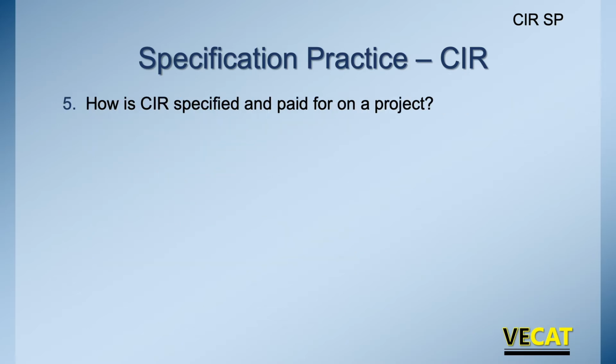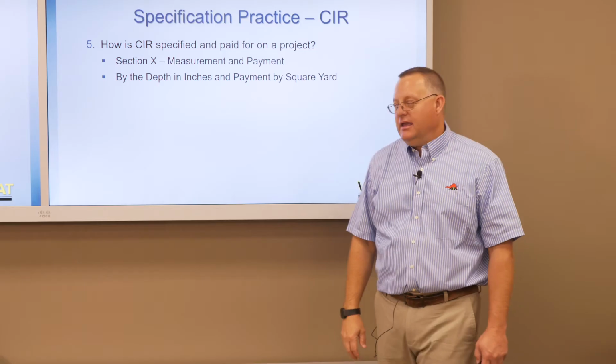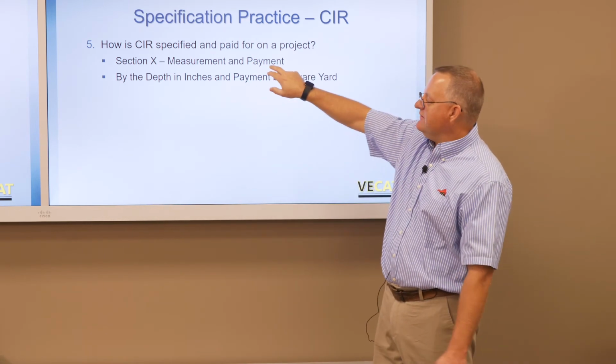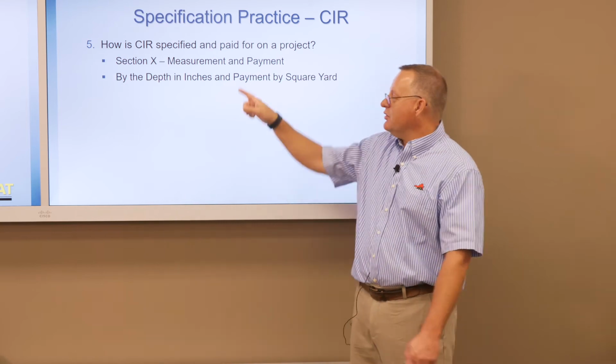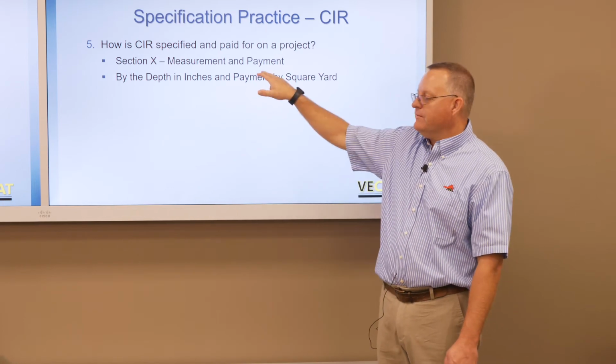And last but not least, how do we specify and pay for it on a project? We look at section 10, measurement and payment. It's by the depth in inches, so the contractor will say go down 4 inches, 5 inches, 3 inches. And then once that depth is met, payment's based on square yards. So we actually estimate the square yards in the contract documents, but we measure the actual square yards for payment purposes. And this is in section 10, which if you look at most specifications and special provisions, the very end of those documents is where we talk about measurement and payment. So if you ever have a question, if something's paid for and how it's to be paid for, flip to the end.